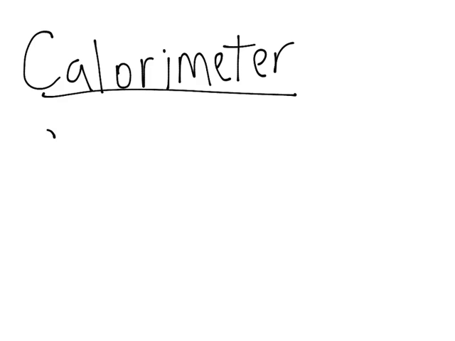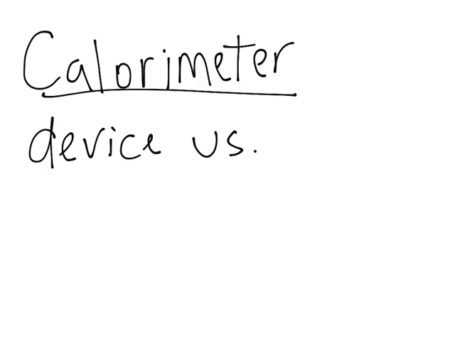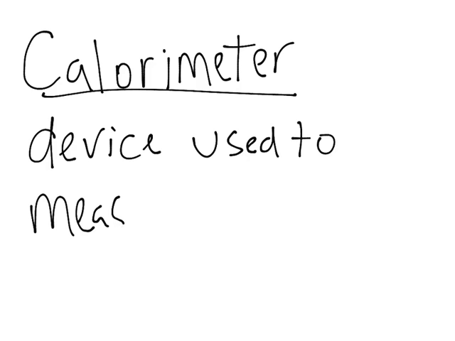In this video, I'll be explaining the two types of calorimeters used in chemistry. So first of all, let's define what a calorimeter is. A calorimeter is basically a device used to measure heat flow.